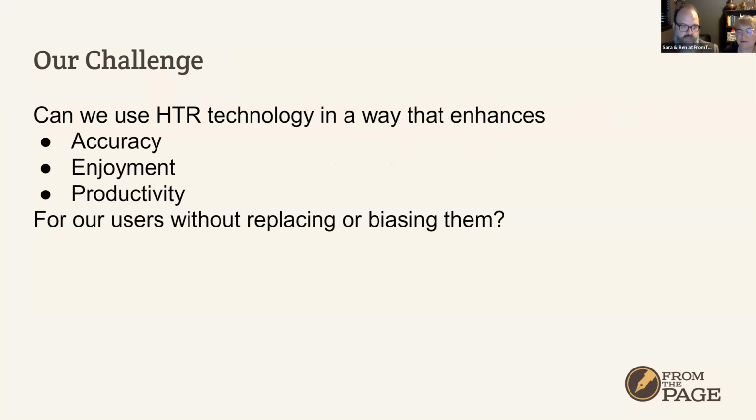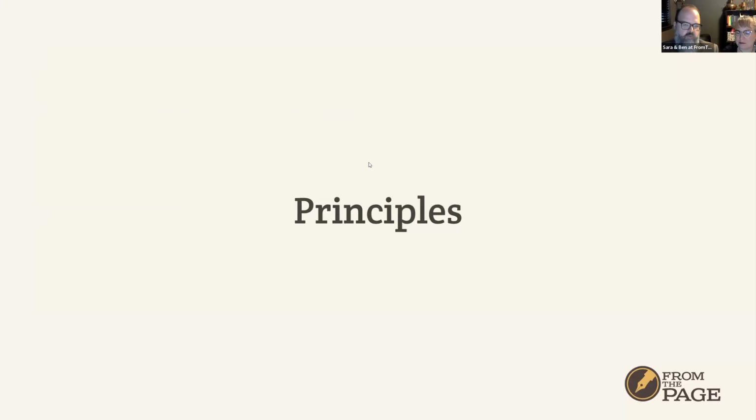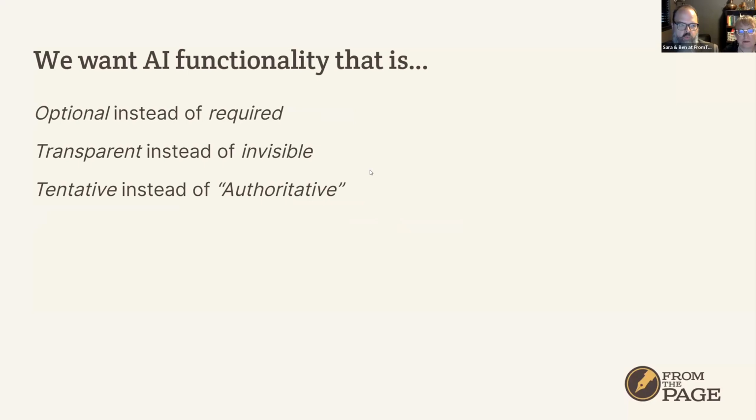So HTR presents a challenge to us. If we don't want to replace humans, can we use HTR technology in a way that increases our users' accuracy and enjoyment and productivity? Let's talk about the principles that we wanted to follow for integrating AI into crowdsourced transcription. We want AI functionality to be optional instead of required. We want AI-generated data to be transparent to users rather than invisible to them. And we want that data to seem tentative instead of authoritative.